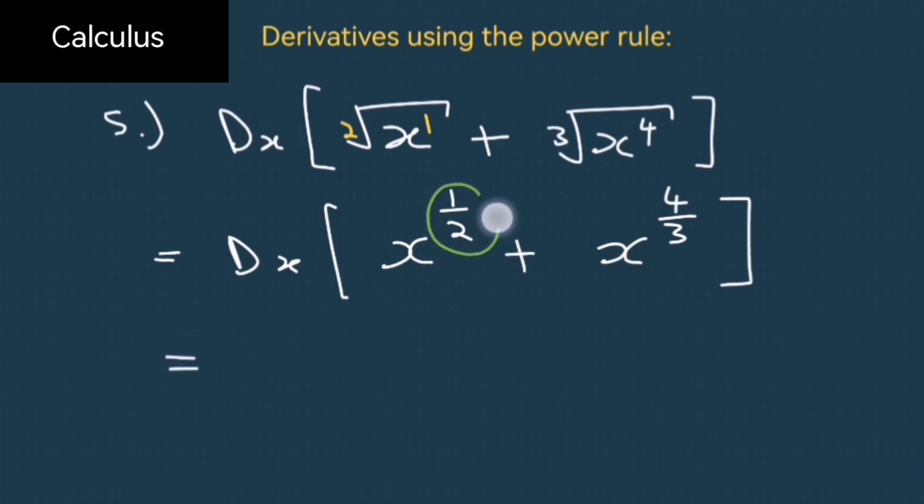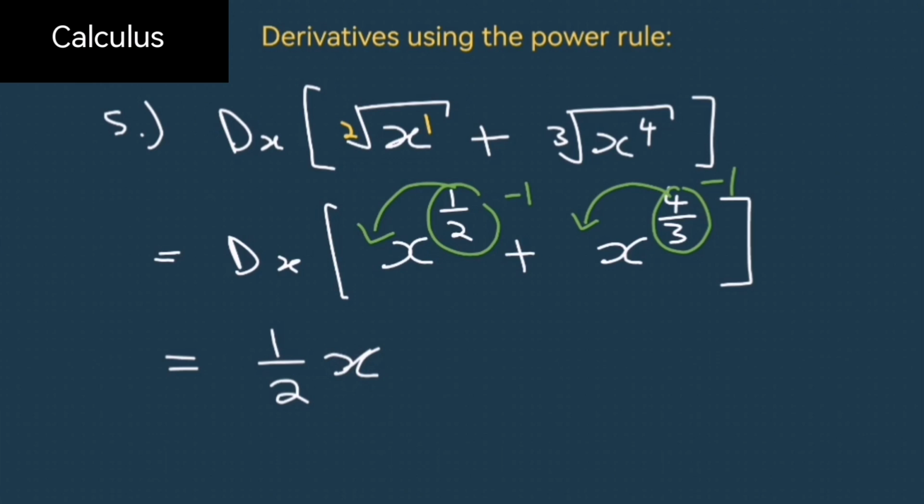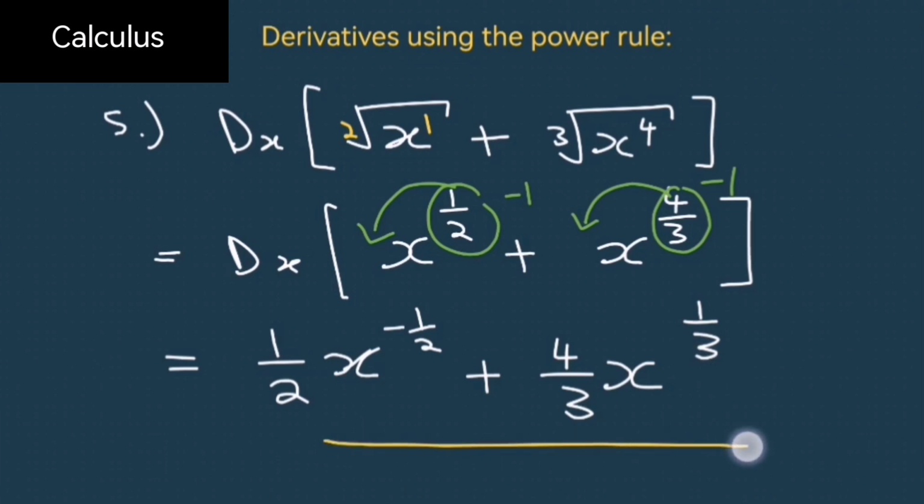So the power rule says that we need to take this exponent, multiply it in front, decrease that exponent by 1, and do the same for the other term. Okay, that leaves us with a half x to the power of, what's a half minus 1? That should be -1/2. Applying the same thing for the other term, 4 over 3 gets multiplied in front, and then if you decrease 4 over 3 by 1, you are left with 1 over 3. And that's our answer.